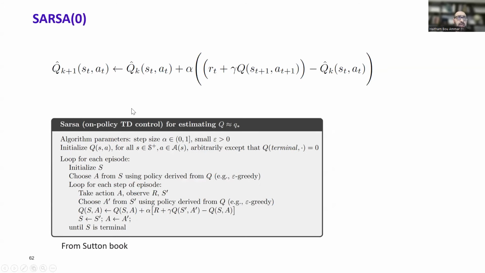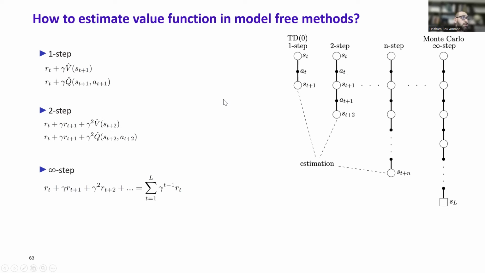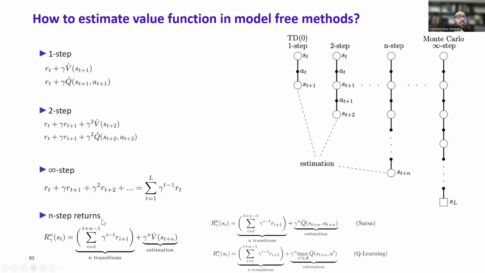Then we talked about SARSA, where we said SARSA of 0 is actually this rule here, where instead of going with the max, we're just going to take Q of S_{t+1}, A_{t+1}. But then we also talked about different forms. For example, we talked about n-step return SARSA, or n-step return Q-learning.